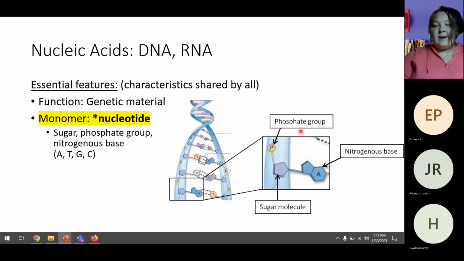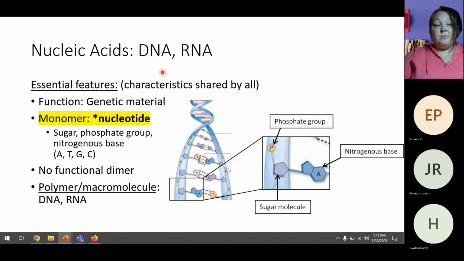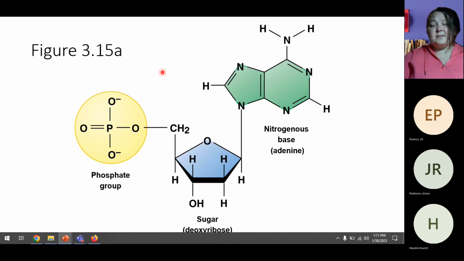Over here, we have a nucleotide. It's composed of a sugar molecule, a phosphate group, and one of 4 nitrogenous bases that can be adenine, guanine, thymine, or cytosine. It has no functional dimer. You either have individual nucleotides or you have a macromolecule, many, many nucleotides strung together. And the macromolecule is called DNA or RNA. Those are just the two types of nucleic acids.